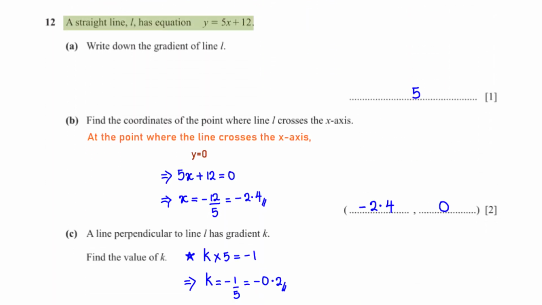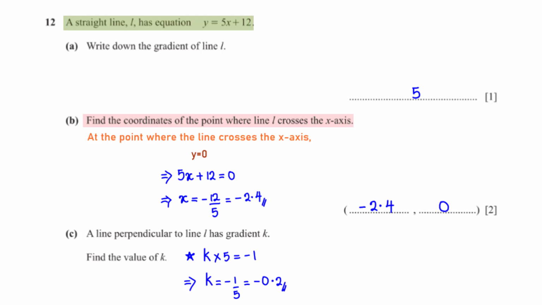A straight line L has equation y equals 5x plus 12. Write down the gradient of the line. The equation of the line is already in the form y equals mx plus c. And so the coefficient of the x term is the gradient of the line, and that is 5.